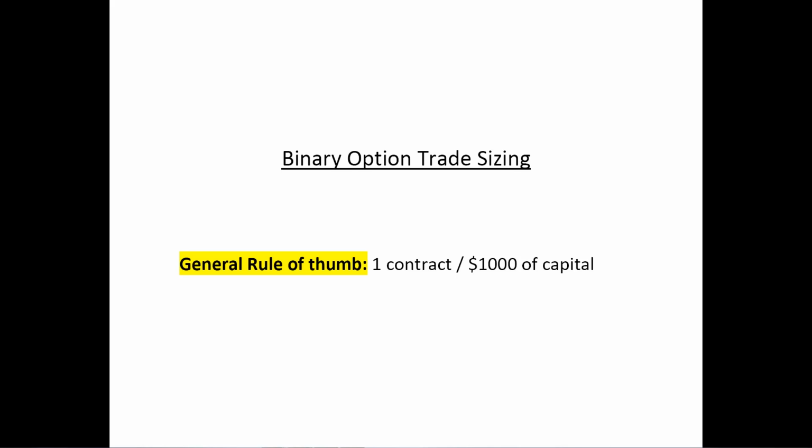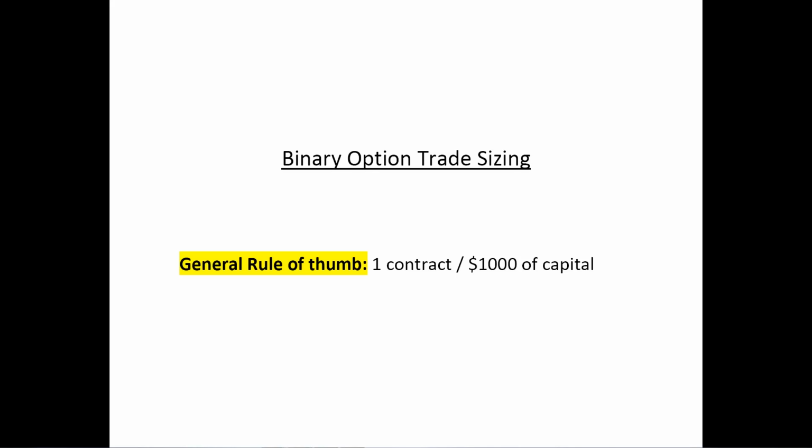Trade sizing, especially with binary options because they're highly leveraged, is very important to make sure that you're giving yourself enough cushion for the strategy that you're implementing so that you can handle drawdowns and not have to go back and refund the account. Also, capital preservation is a key component to proper trade sizing. So I just wanted to go over some basic guidelines that I've used myself and recommend that you guys use as well. The general rule of thumb is one contract per $1,000 of capital. That's going to keep you from refunding anytime soon, especially if you're using our high probability strategies.